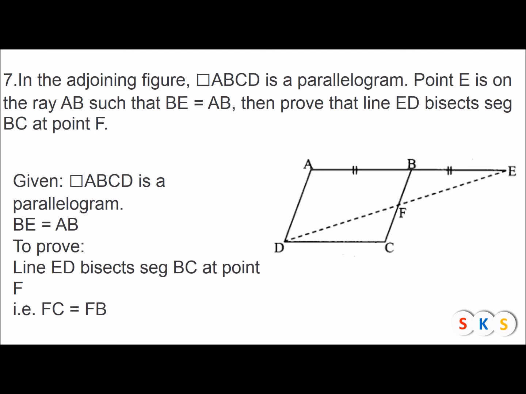So in the given, you can note down that quadrilateral ABCD is a parallelogram, BE equals AB, and we have to prove that line ED bisects seg BC at point F. It means FC equals FB.